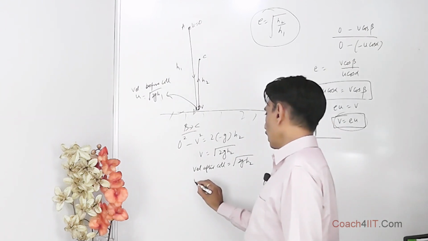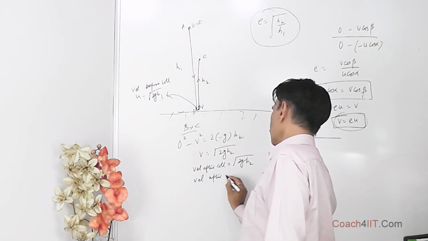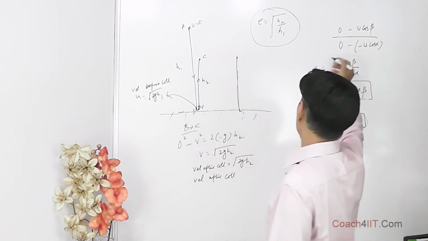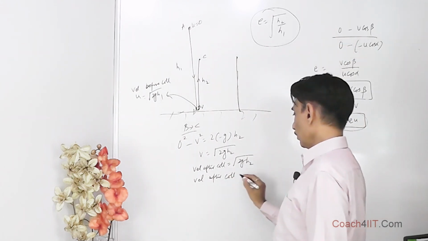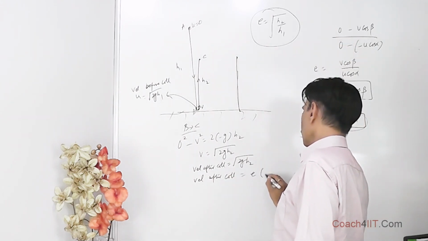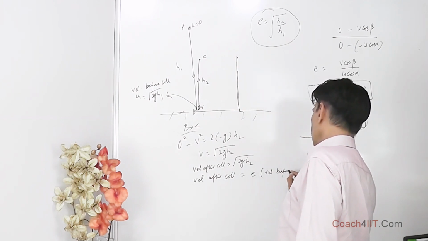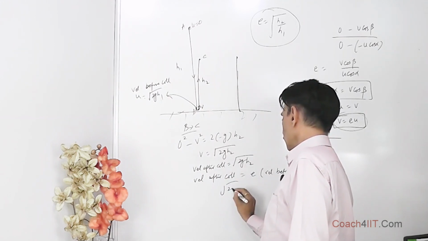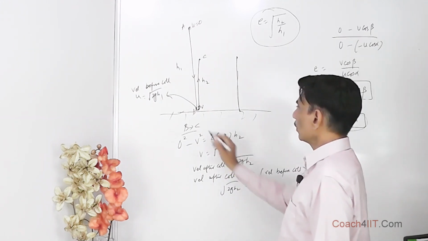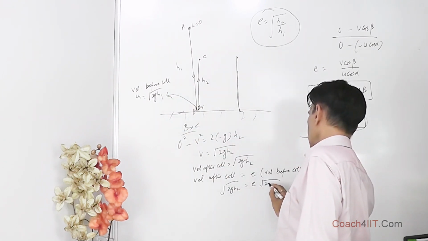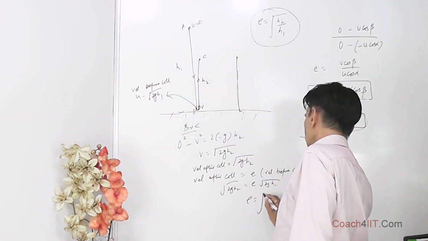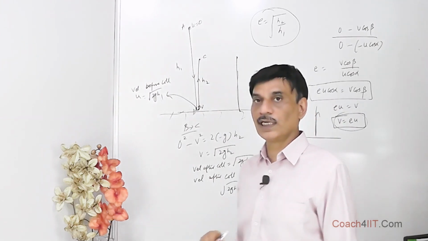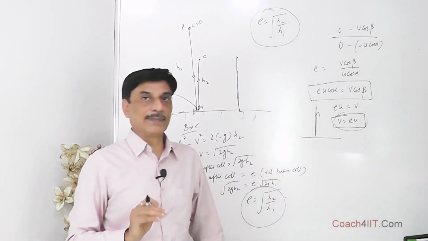We know the velocity after collision, when the case is something like this, it goes over here, strikes and comes back, when alpha is equal to beta is equal to 0, we have just done, is equal to e times the velocity before collision. Velocity after collision is what? Under root 2gh2 is equal to e. What is the velocity before collision? Under root 2gh1. So e is equal to under root h2 by h1, a very important result which you shall be using probably time and again.